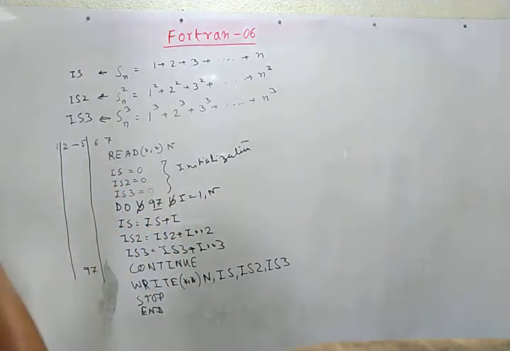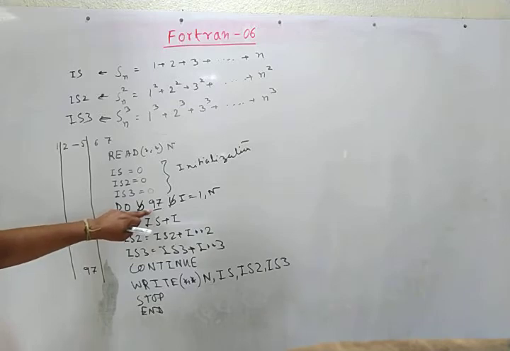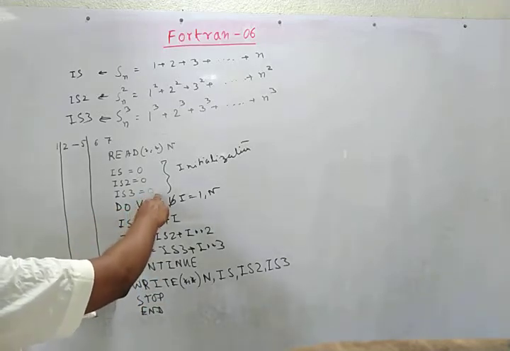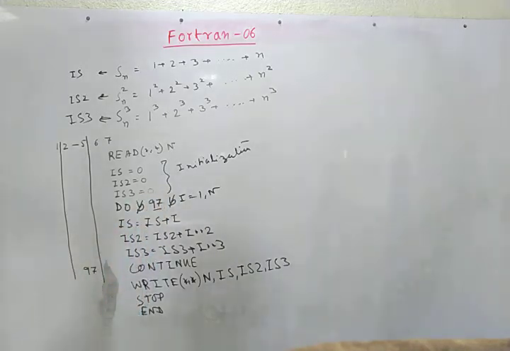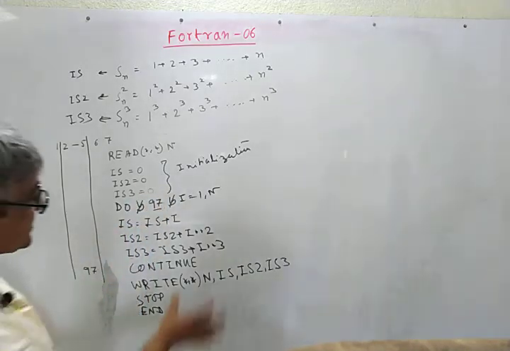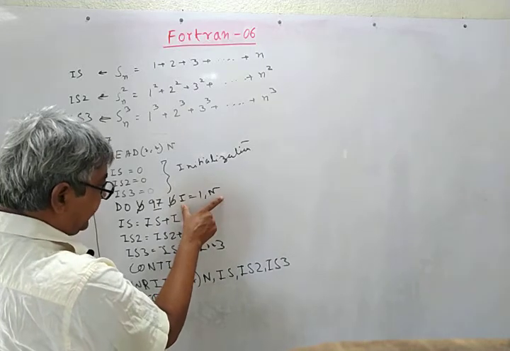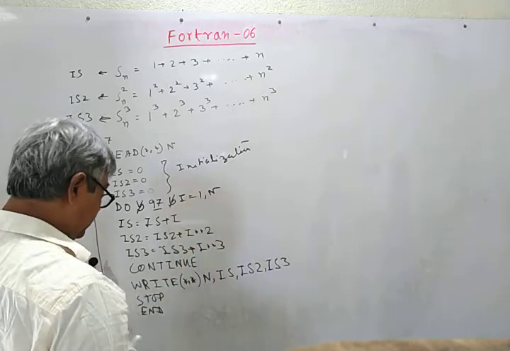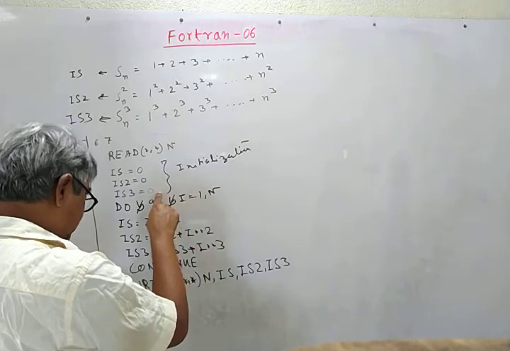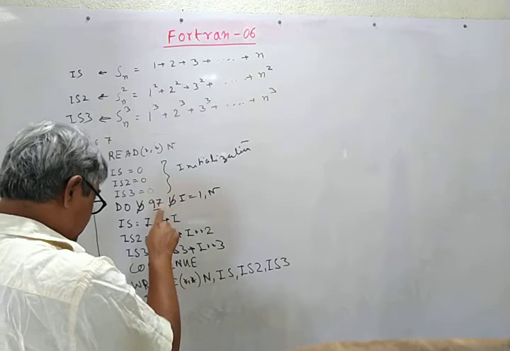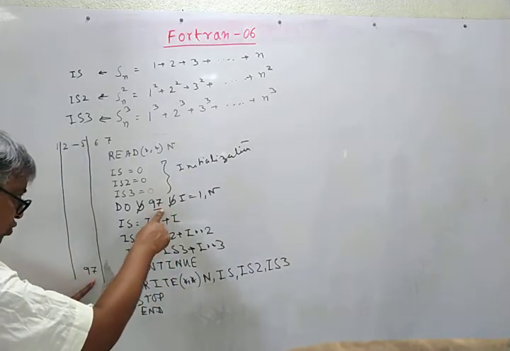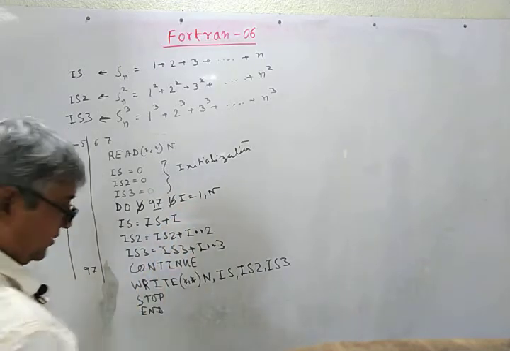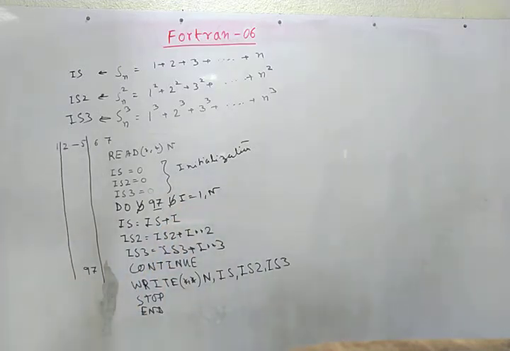So this is the utility of the statement number. It sets the range up to which the repetitive job has to be performed, and this sets the range of the dummy variable. So I runs from 1 to n, and the statement number signifies the range up to which the calculation has to be performed for each of the values of the dummy variable.